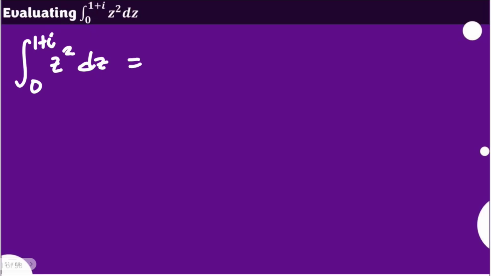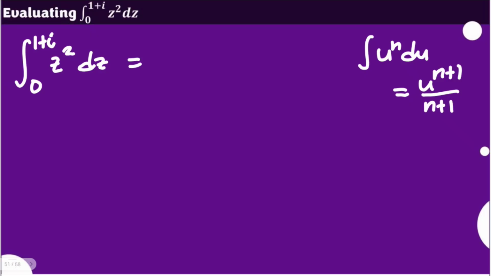So this is actually equivalent to, we know that our form here would follow the integral of u to the n du, which would give us u to the n plus 1 over n plus 1. Our n here is 2, so we are expecting a result of z to the 2 plus 1 over 2 plus 1, or again that's simply z cubed over 3, to be evaluated from 0 to 1 plus i. Okay, as simple as that. And of course, you substitute your boundaries for your definite integral to get the result.